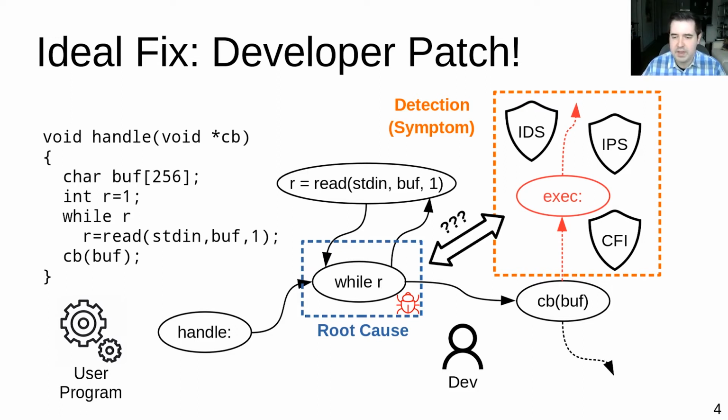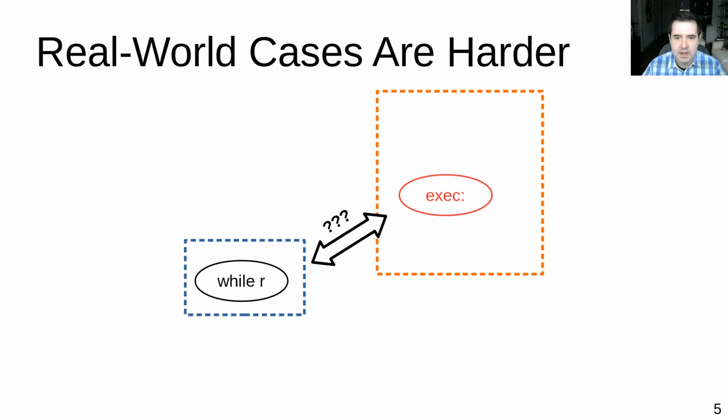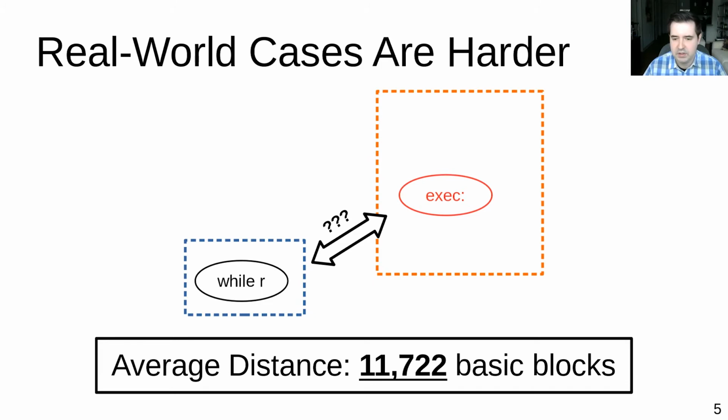So the question that this work focuses on is how do we get from a detected symptom back to its root cause? And as a side note, this example I walked through just now is a toy box that's designed to be simple. However, in our real-world evaluation, we find that the average distance between these points is about 11,000 basic blocks, so not something you would want to task a developer with doing by hand.